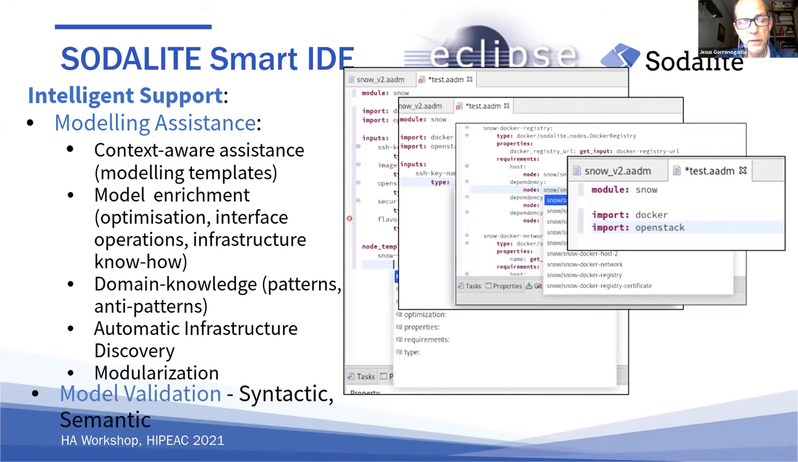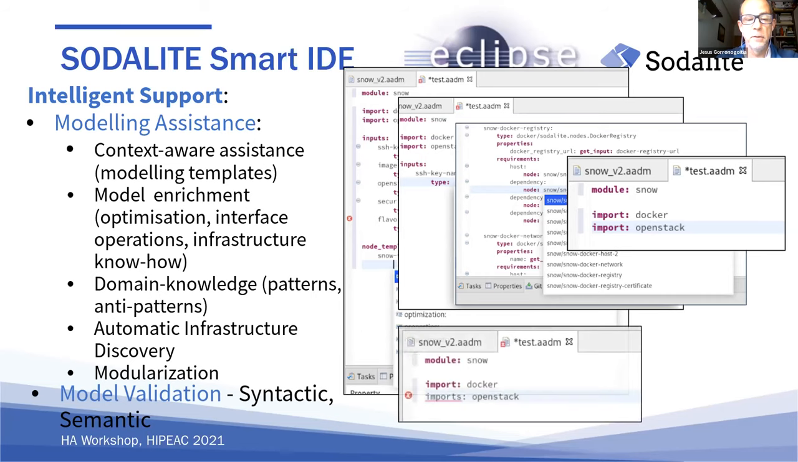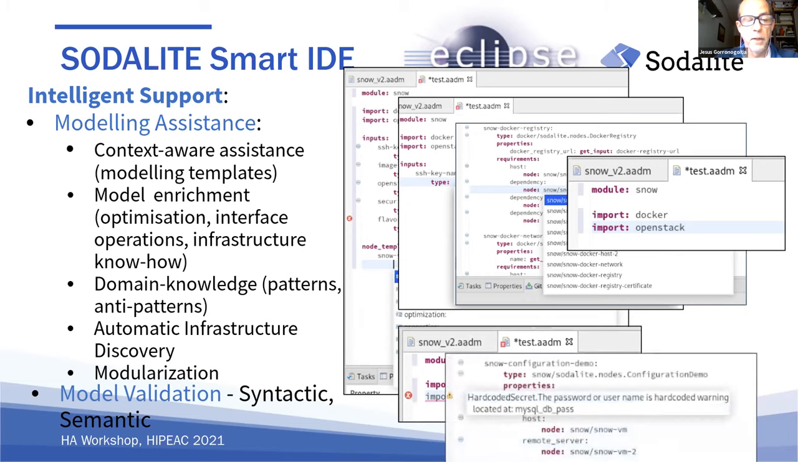At the level of model validation, we are supporting syntactic validation, so we are checking the conformance of the model to the DSL. And we are also supporting semantic validation. The knowledge base can inspect the model and provide hints, suggestions, and recommendations in order to improve the model, and even complete some aspects of the model before it is deployed.